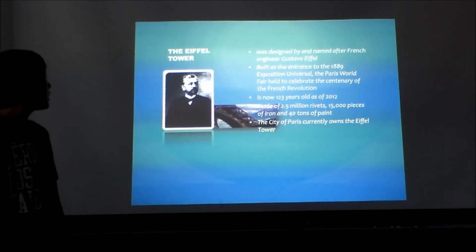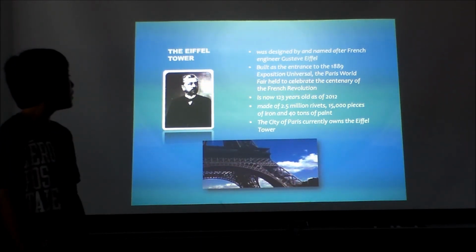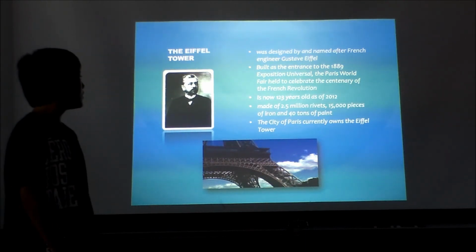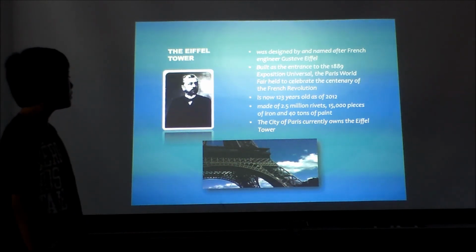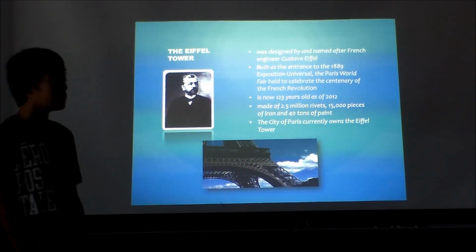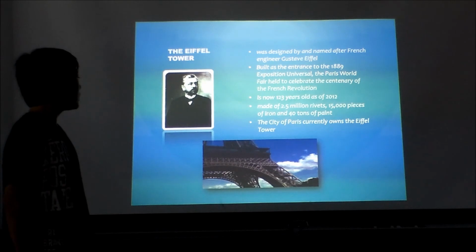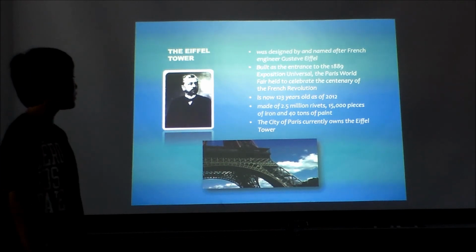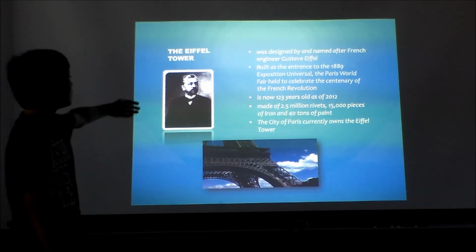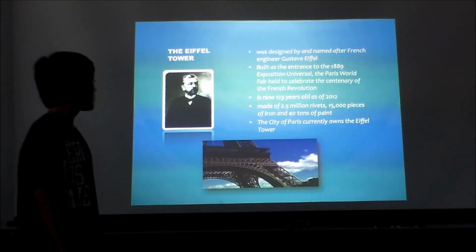The Eiffel Tower was designed by and named after French engineer Gustave Eiffel. Built as the entrance to the 1889 Exposition Universelle, the Paris World Fair held to celebrate the centenary of the French Revolution. It is now 120 years old as of 2012. Made of 2.5 million rivets, 15,000 pieces of iron, and 40 tons of paint. The city of Paris currently owns the Eiffel Tower. This is a picture of the French engineer Gustave Eiffel, and this is the Eiffel Tower.